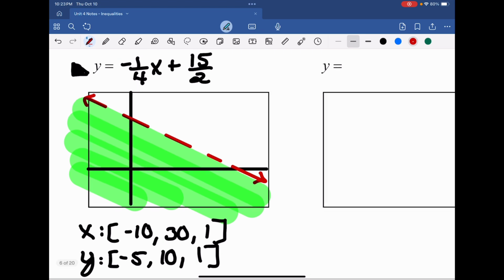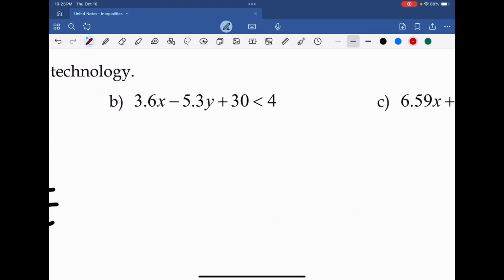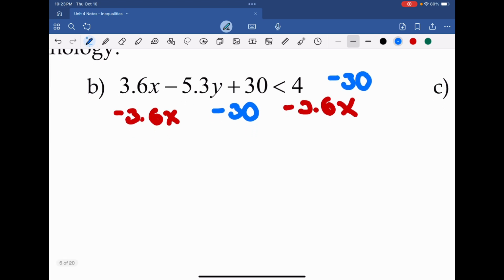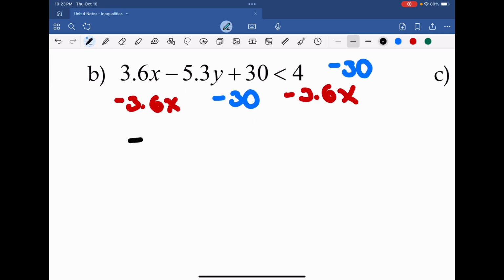All right, let's repeat this a couple more times. So we're going to go over to our next example. This one includes decimals, no problem. It's the exact same type of solution. We're going to start by subtracting our 3.6x from both sides. So minus 3.6x. What we're also going to do is subtract the 30 away because we also don't want this 30 attached to the left-hand side. So this is going to give us negative 5.3y. And then on the other side, because the less than is in this orientation, we're going to keep it like this.